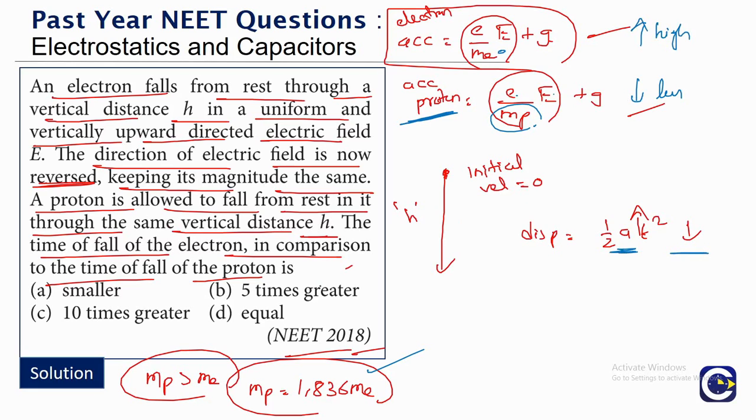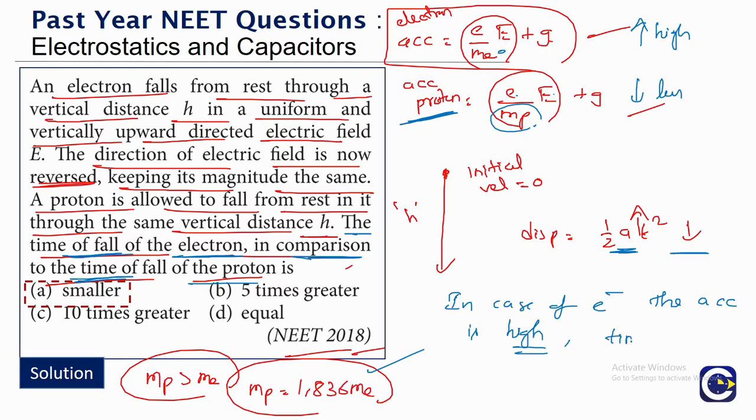Less. So look at the question what they're asking: the time of fall for the electron in comparison to the time of fall of proton. So what we can say, definitely the time will be what? Smaller, because in case of electron the acceleration is what? High. When the acceleration is high, the time of fall will be what?